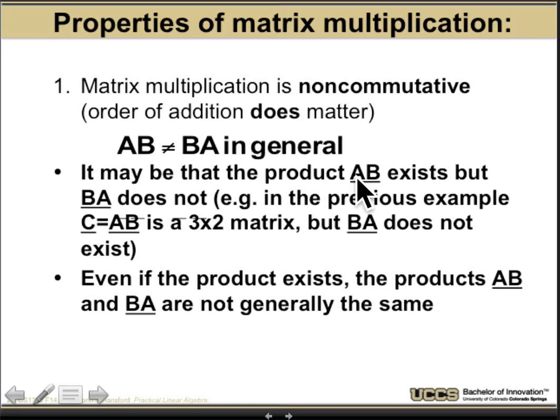It may be that the product of AB exists, but B times A doesn't even have to exist. It's not that it's not equal. It doesn't even make sense. So, for example, if I had something that was 3 by 4 times something that was 4 by 3, when I go to compute B times A, I'd have something that was 4 by 3 times something that was 3 by 4, and I can't line them up.